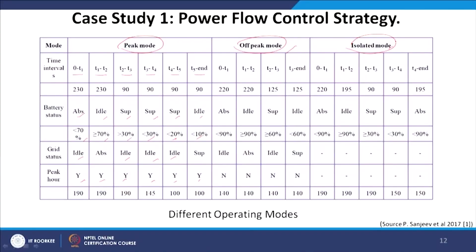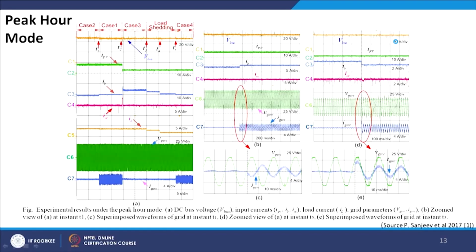Now, we will get into the hardware simulation, which is very important. I need your attention, please focus. In the peak hour mode, we can see there are many characteristics, and I will explain them one by one, very slowly. This is my time period T1, and this is T2, T3, T4, and T5, and this is basically the DC bus voltage. Could you see the variation?